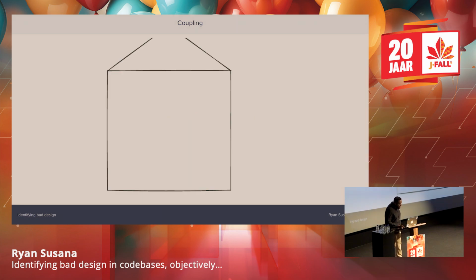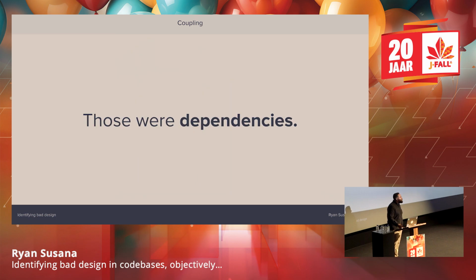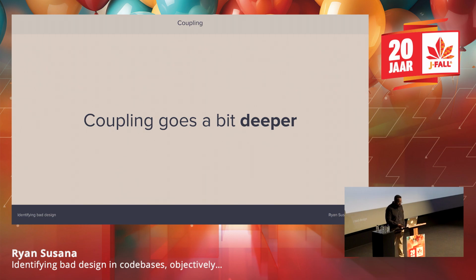Now, I have a metaphor here that I'm going to use. This is just a household, and it's me and my partner here, and we have 2 kids. And our kids, they depend on us somehow. And me and my partner, we also depend on each other, right? Now, this was not coupling. Those were dependencies, right? Coupling goes a bit deeper.